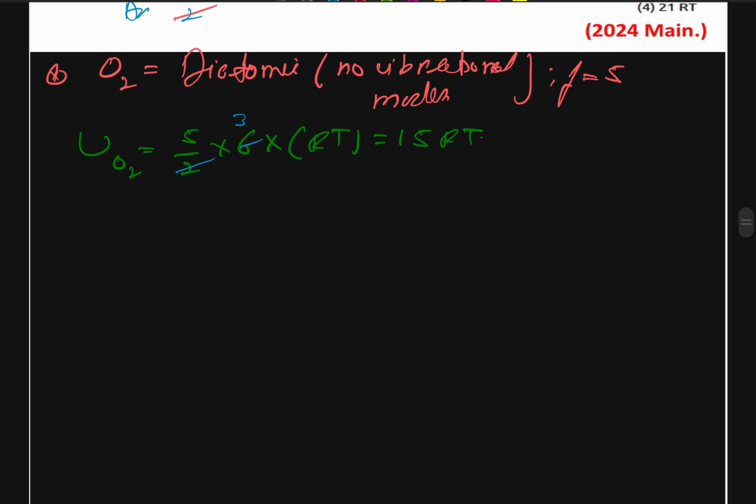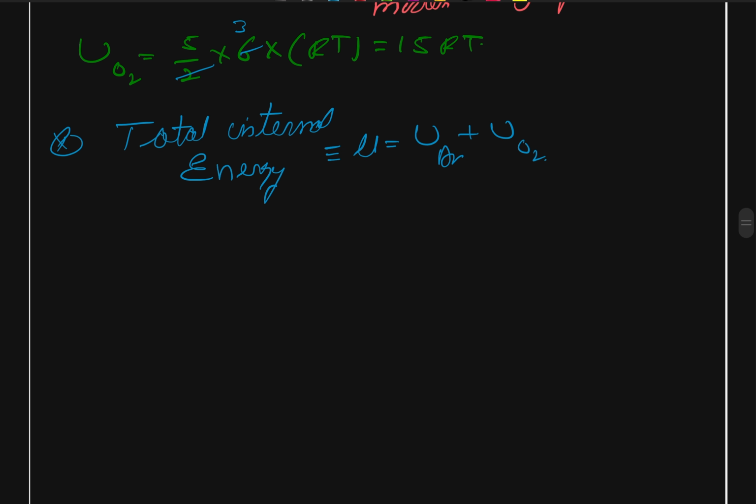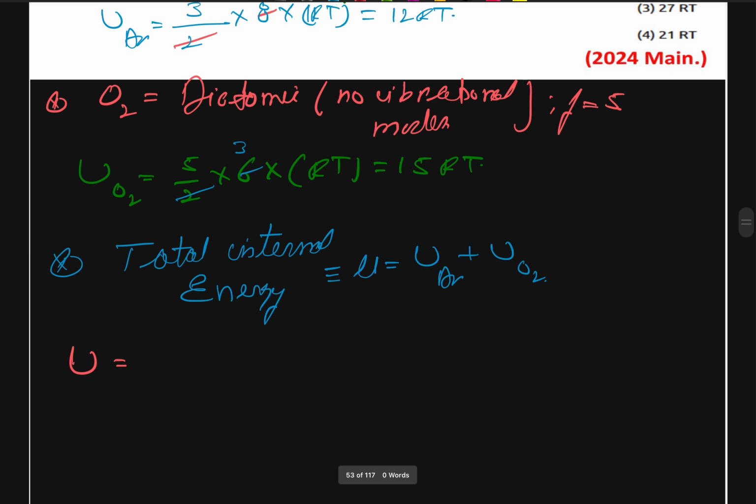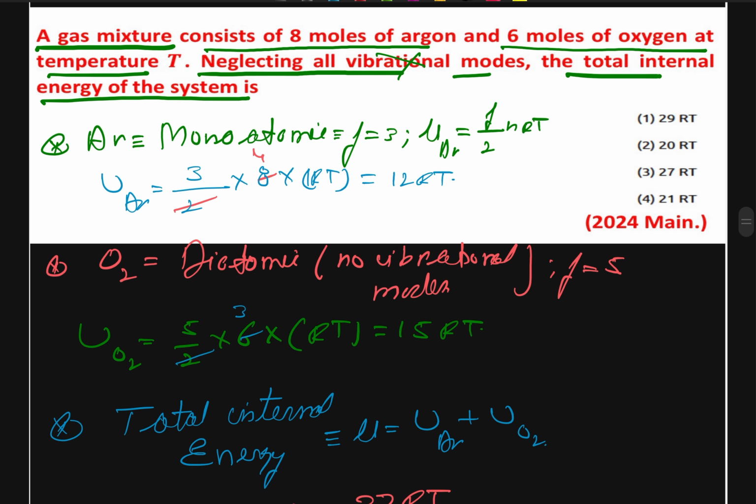Total will be individual summation. So we can say total internal energy U will be equal to internal energy of argon plus internal energy of oxygen, and U is equal to this is about 12 plus 15, giving us 27 times RT. So option 3 is correct.